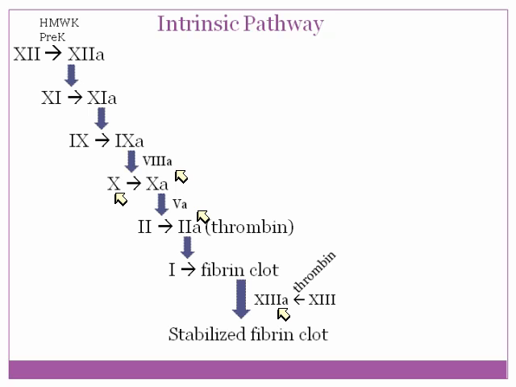So again, write it all out many times over and over again. They look really complex, but they're truly pretty simple as long as you know the order and the factors involved. So in this case, it's going to be 12 with HMWK and pre-K, 11, 9, 8, 10, 5, 2, 1 clots, along with the help of 13 at the end. So those are your two pathways that you have to know.